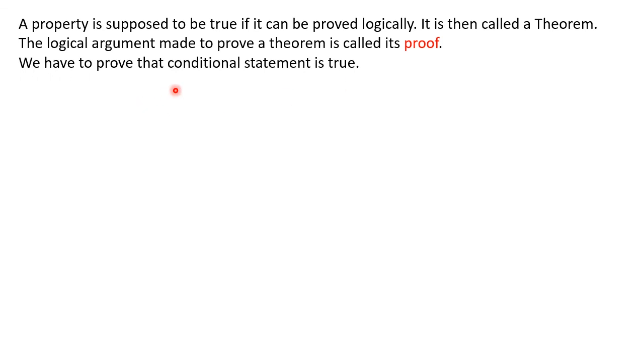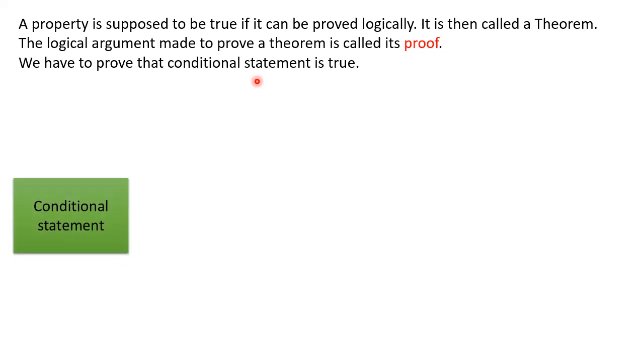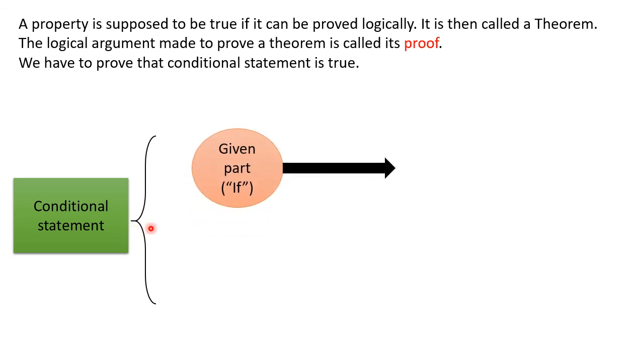We have to prove that a conditional statement is true. Whenever a conditional statement is given, you have to prove whether it is true or not. That is called a theorem. There is a conditional statement, if and then. Whenever you hear a conditional statement, there is a given part, the if part.